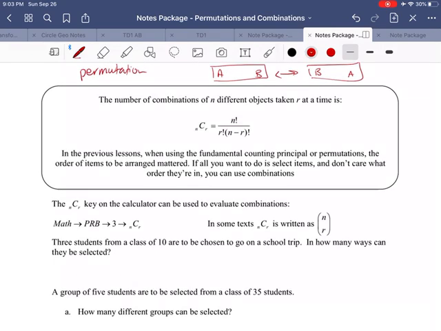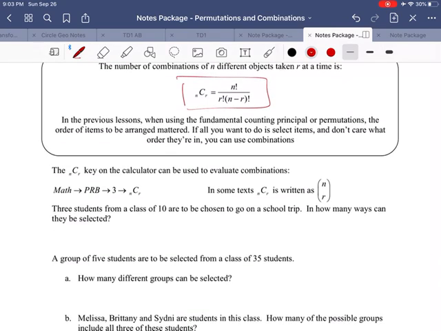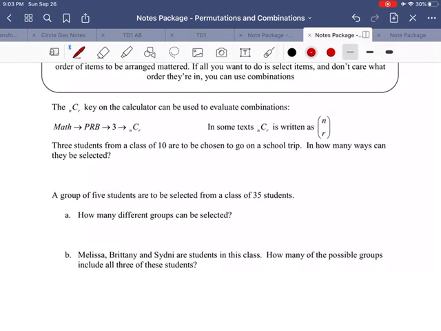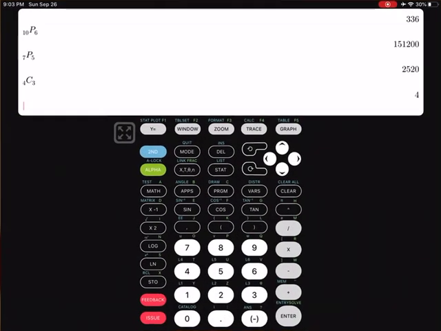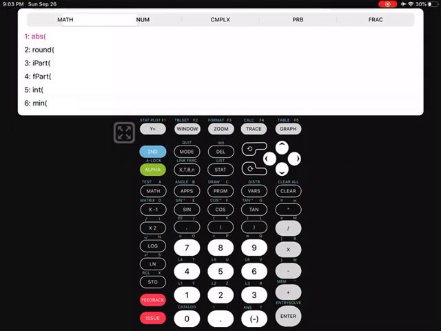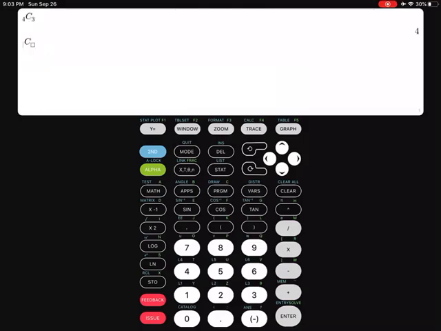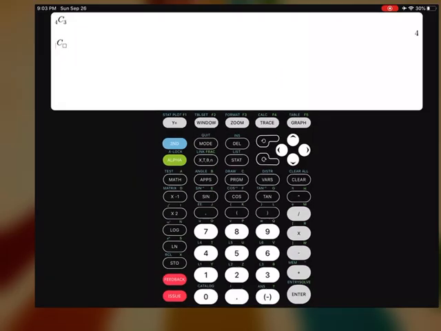So the formula for combinations is as follows. And in previous lessons, we used a similar thing for permutations. I showed you where to find the nCr in your calculator. Let's pull that up again. So you would go to math, you would go over to probability, and go down to nCr.